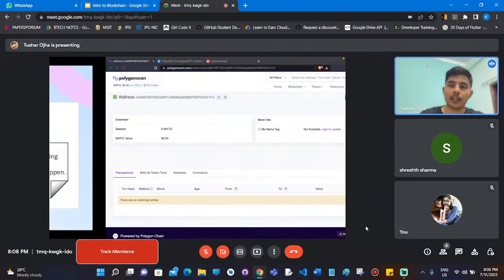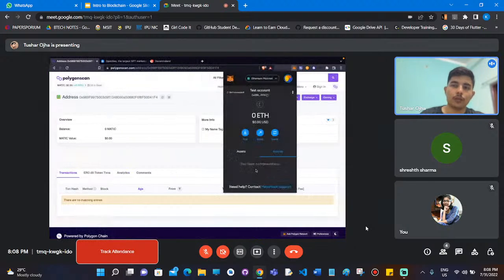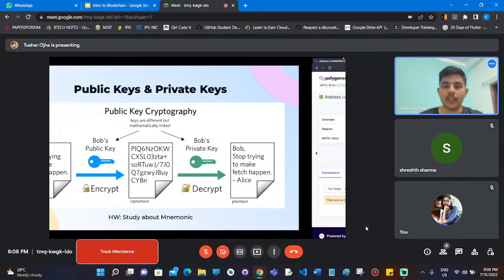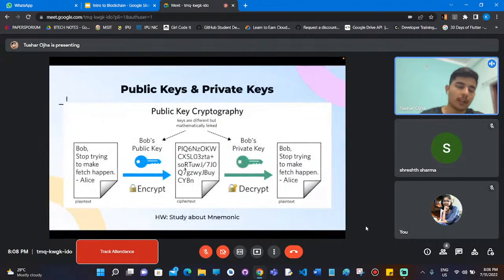So when I created an account here, it was generated through that particular mnemonic itself. From that mnemonic, all these accounts exist, right? It generates multiple public key and private key pairs. Okay, so that was it about public key, private key.